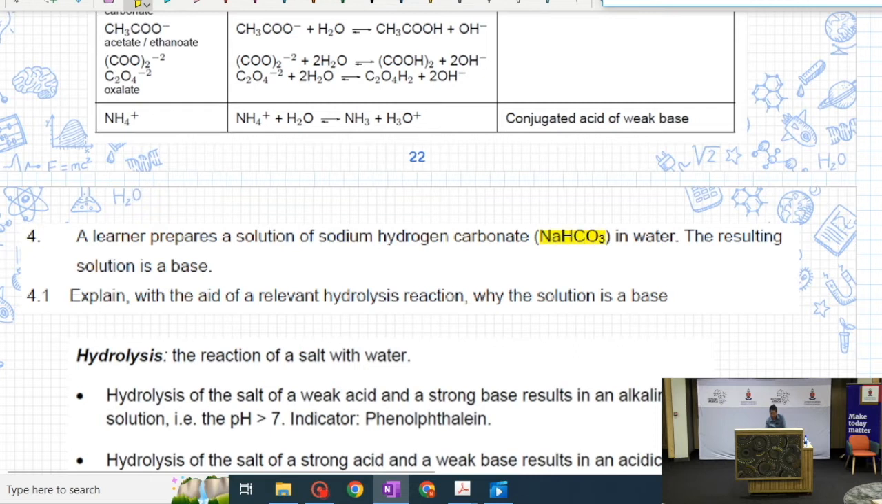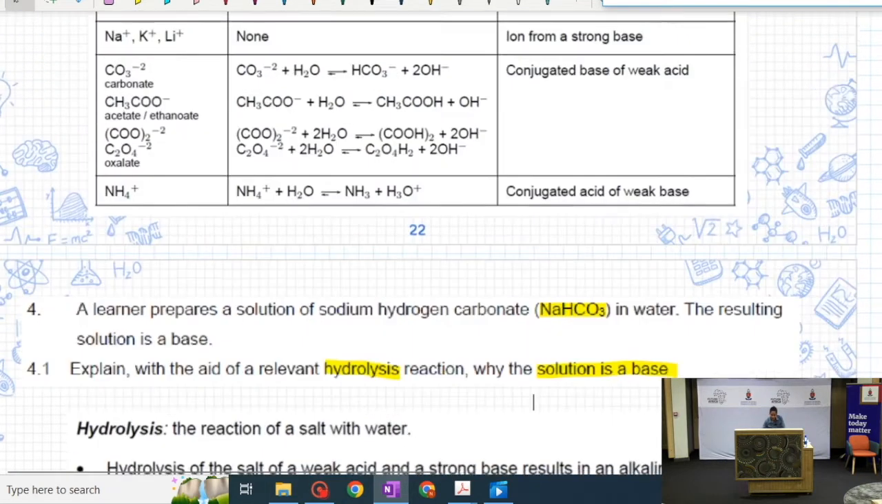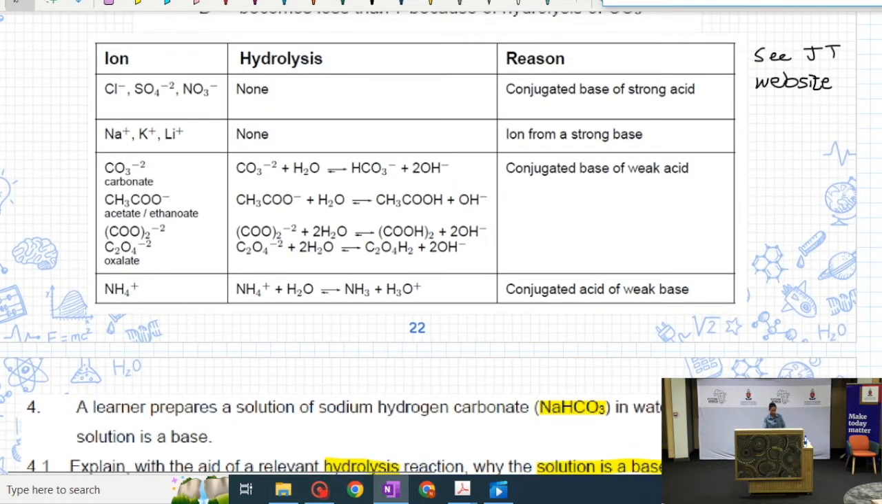Okay, and there it is. The resulting solution is a base. Explain with the aid of a relevant hydrolysis reaction. Now, fortunately, all of you know what hydrolysis is, so that's very good. Why the solution is a base. Now, if you take a look at the table above, you're going to notice that this part is not in the table, but something else is.